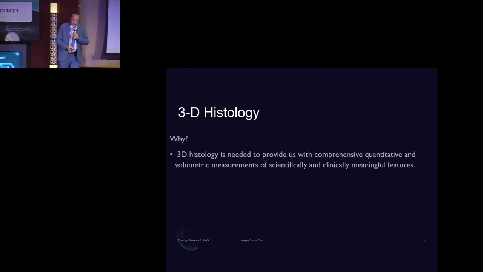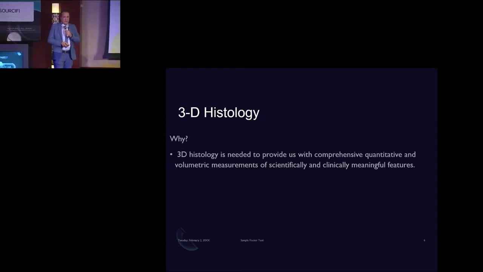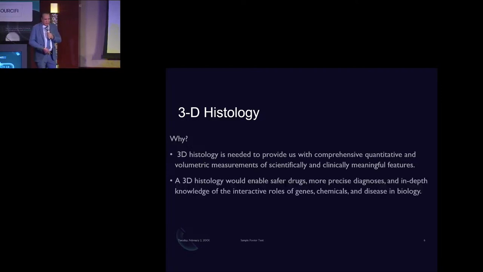3D histology is needed to provide us with quantitative and volumetric measurement of scientifically and clinically significant data. So you need not only quantitative, but also the volumetric. And 3D histology will enable us to produce safer drugs, to have more precise diagnosis, and to have more in-depth knowledge of the interaction of genes, chemicals, and disease in biology. And this is why we need 3D histology. How can we get this 3D histology?